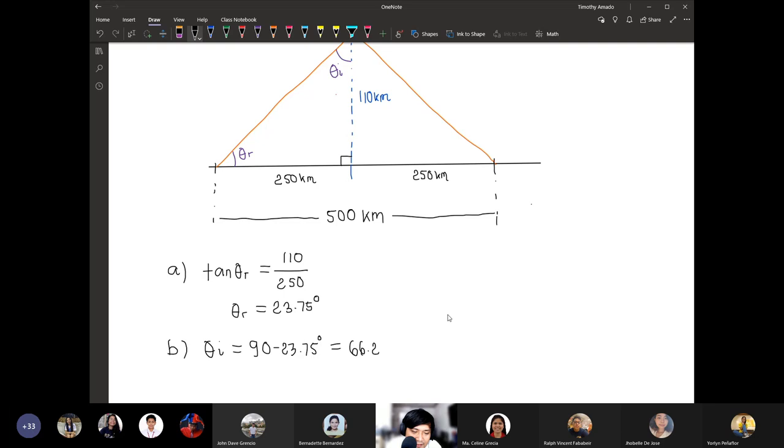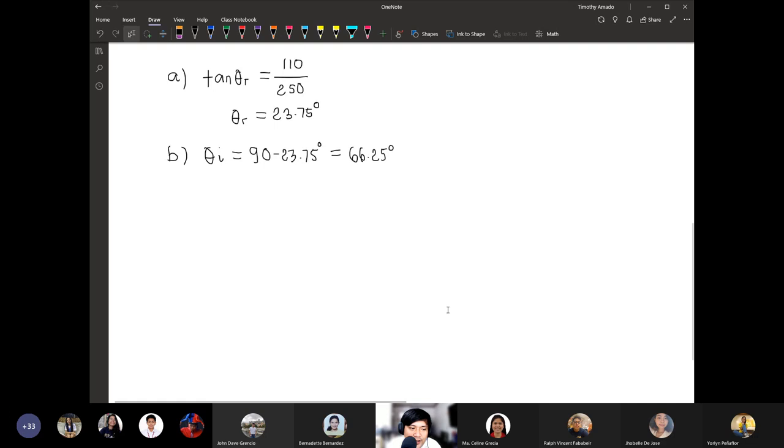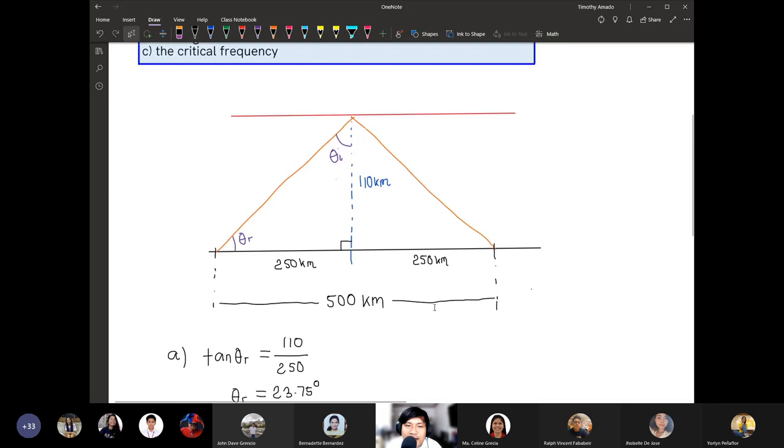Next, sa letter C, we can solve for the critical frequency. May formula lang yun, di ba? Ano yung formula ng critical frequency natin? That is, ano, square root of 81 N max. So, hindi ito baya ionospheric sounding, no? Kasi binigay sa atin yung value ni N max, eh. So, yung electron concentration or electron density. So, it is simply equal sa square root ng 81 times N max. Ano yung N max natin? Sabi rito is 1.8 times 10 to the 6.